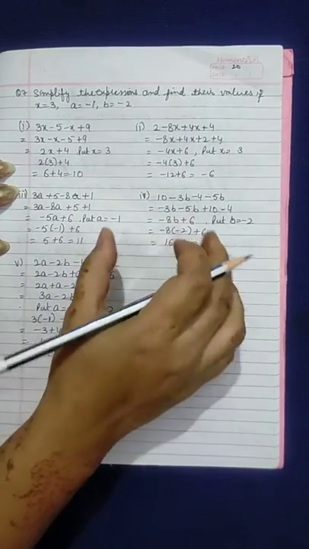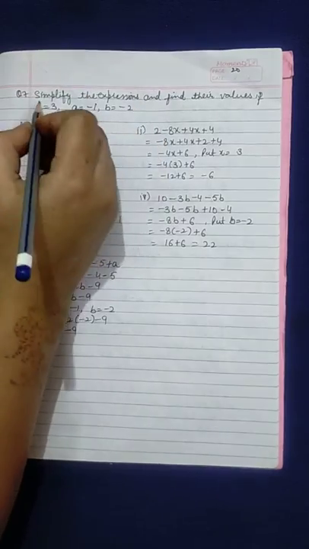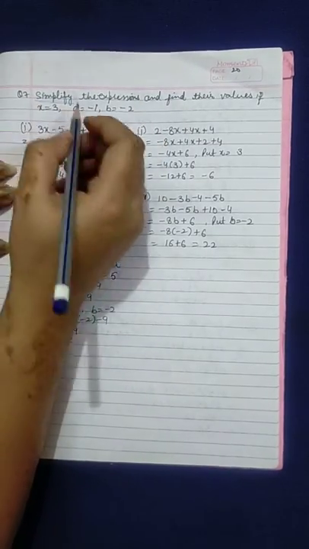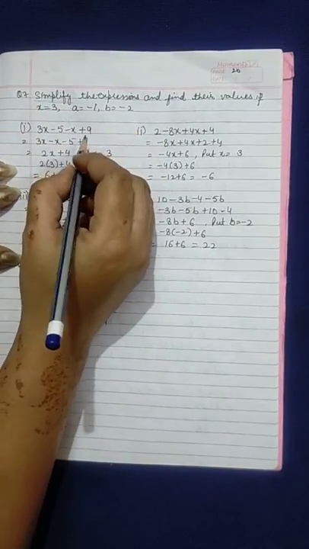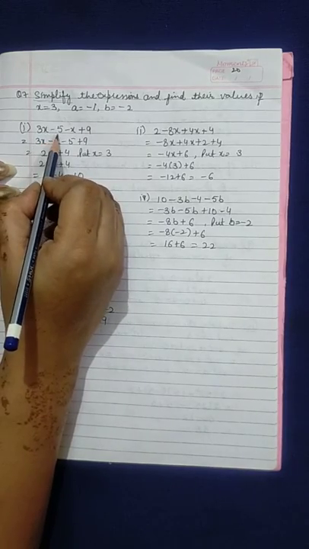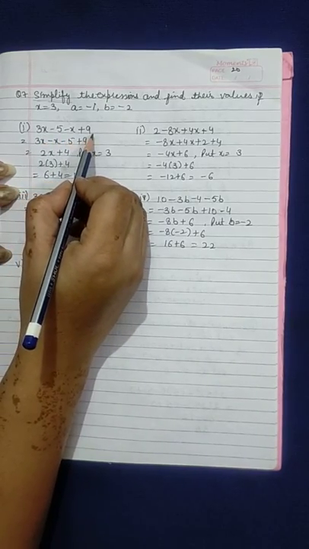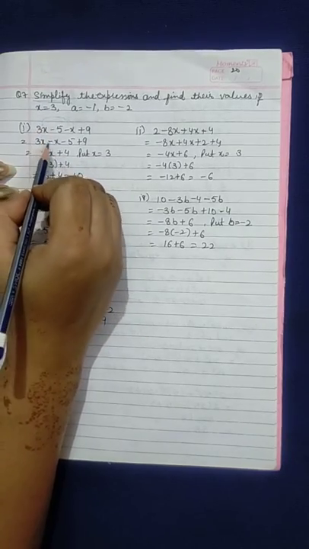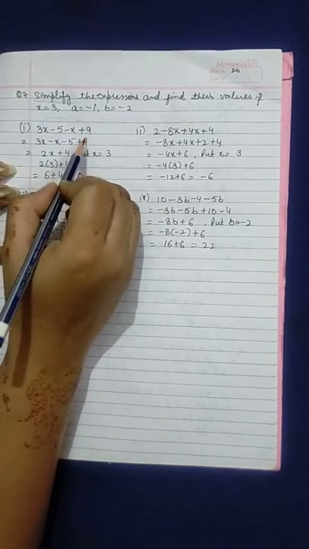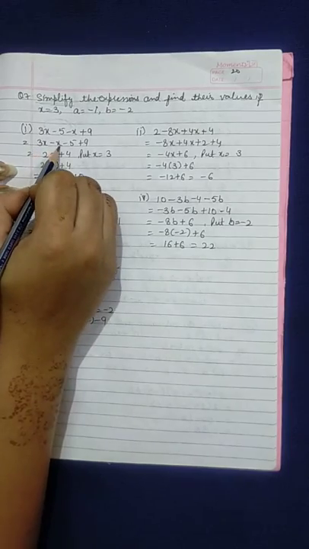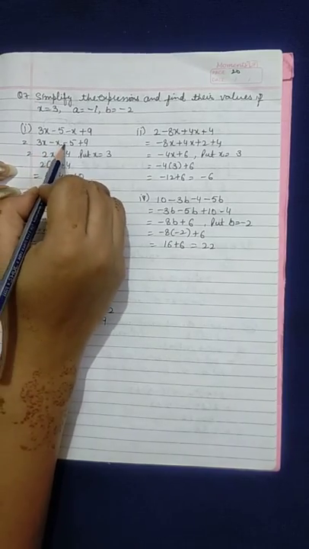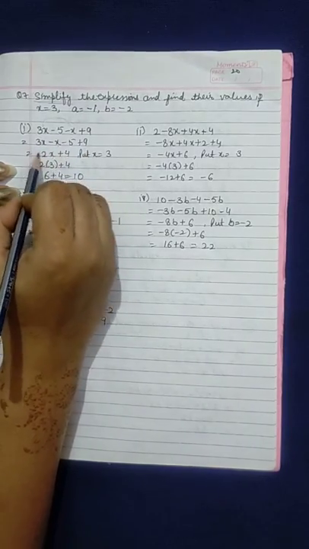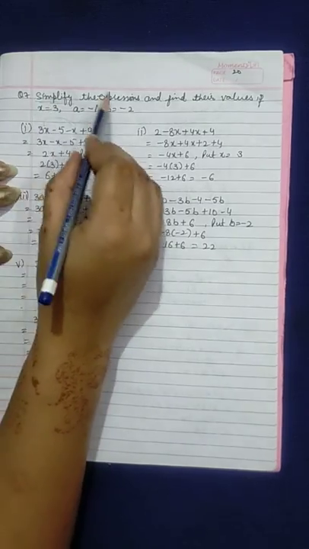So first of all, we will simplify the sum because they are asking to simplify first. So let's start the simplification. The very first part is 3x minus 5 minus x plus 9. Fine. So what we'll do here, we will collect like terms: 3x minus x, then minus 5 plus 9. Then 3x minus x is 2x, minus 5 plus 9 is 4. And this is the simplification answer of this one.